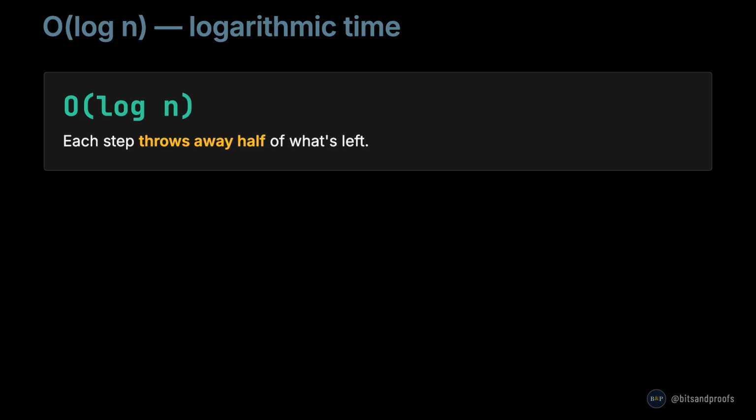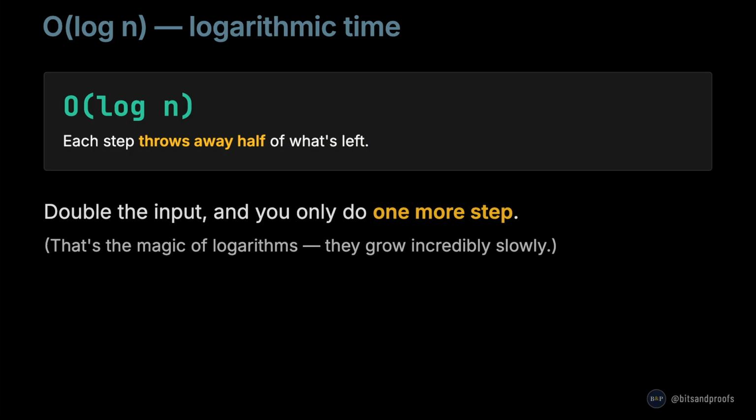First, O of log n. Logarithmic time, the defining property: each step throws away half of what's left to look at. Not a fraction, specifically half or roughly half. The magic of logarithmic time: if you double the input, you only do one more step, not double the steps. One more, that's how a logarithm works. Logarithms grow incredibly slowly. So slowly that for most purposes, O of log n is almost as good as constant time.